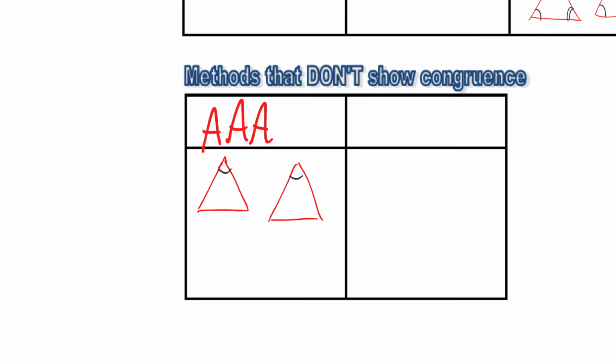where you know this angle and this angle are congruent, this angle and this angle are congruent, and then this angle and this angle. So if this is all I know about these two triangles, is that all three sets of angles are congruent, that's not enough for me to say that these two triangles are exactly the same. And again, we'll do a little thing in a second for you to see that.